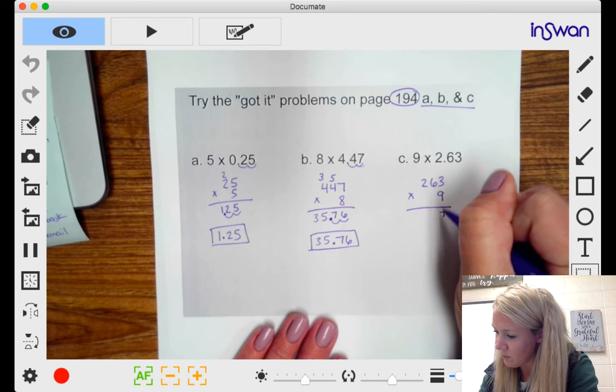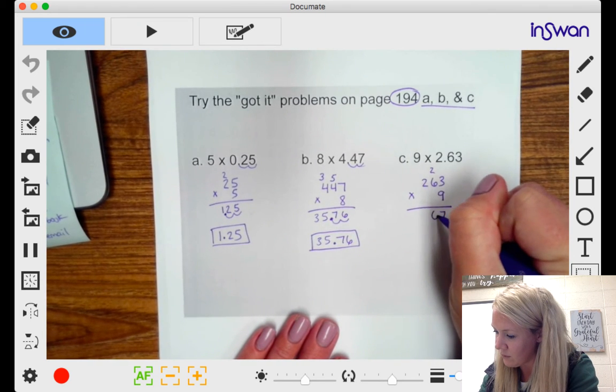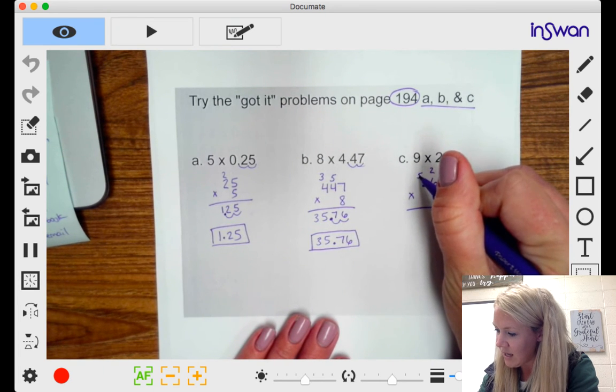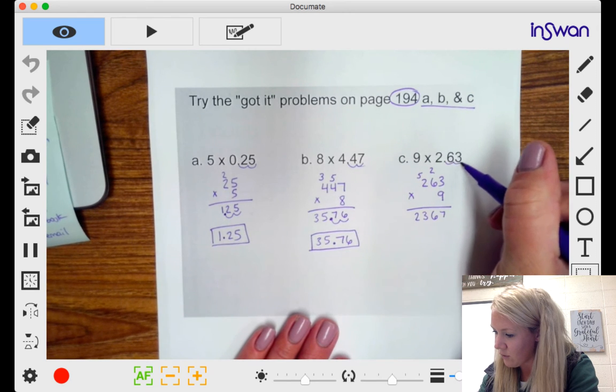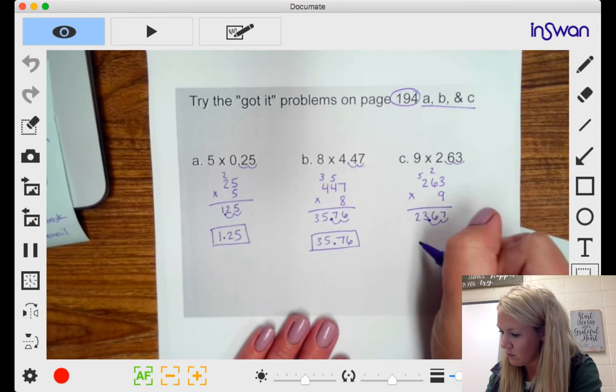3 times 9 is 27. 6 times 9 is 54. Plus 2 more is 56. 9 times 2 is 18. 18 plus 5 gets me to 23. There were 2 decimal places in my original problem, so I'm going to work my way back in 2 places.